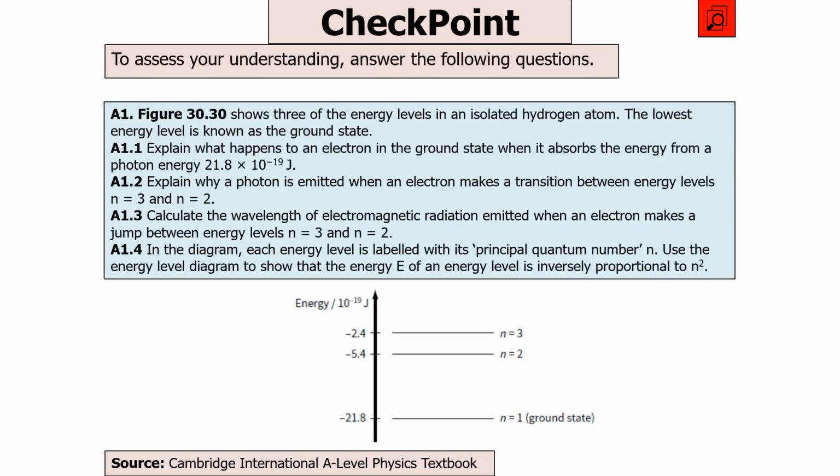The next question says, figure 30.30 shows 3 of the energy levels in an isolated hydrogen atom. The lowest energy level is known as the ground state. Explain what happens to an electron in the ground state when it absorbs energy from a photon of energy 21.8 times 10 to the minus 19 joules. Explain why a photon is emitted when an electron makes a transition between energy levels n equals 3 and n equals 2. Calculate the wavelength of electromagnetic radiation emitted when an electron makes a jump between the n equals 3 and n equals 2. And in the diagram, each energy level is labelled with its principal quantum number n. Use the energy level diagram to show that the energy E of an energy level is inversely proportional to n squared. So pause the video now, then unpause the video when you want to go through your answer.